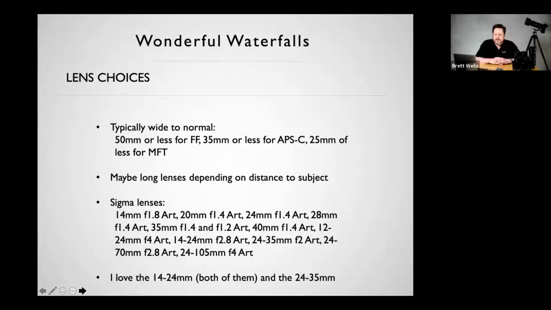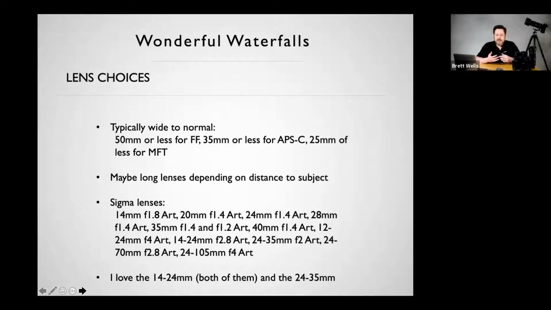So for waterfalls, normally we are going to be using wide angle lenses. Usually you're close enough to the subject, you're talking about a larger subject, so you're going to be shooting something that's wider than normal. Normal on a full frame camera is about a 50. So if you have a DSLR or mirrorless camera with a full frame sensor, you're looking at something around a 50mm lens, and we're going to go to wider or smaller numbers than that.